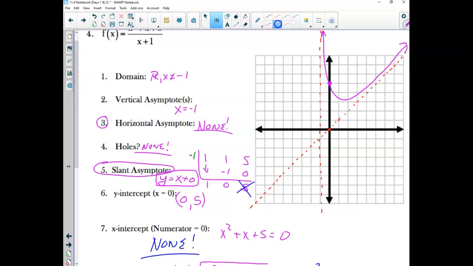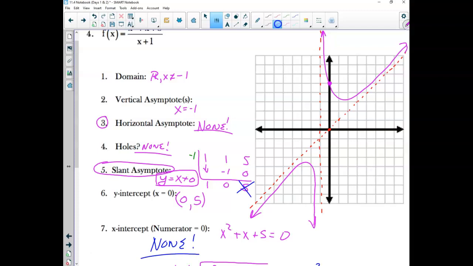And anytime you have a slant asymptote, the branches of your graph are always going to be directly across from each other, or kitty corner. So I know this piece is going to be down here. And if you really wish to find an accurate point, you're welcome to.